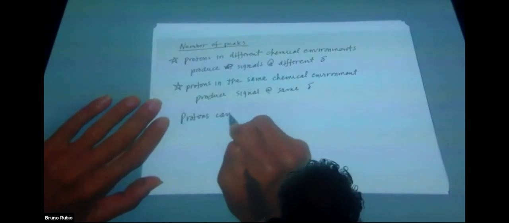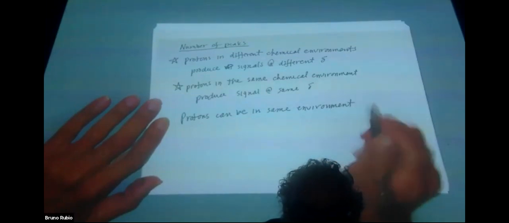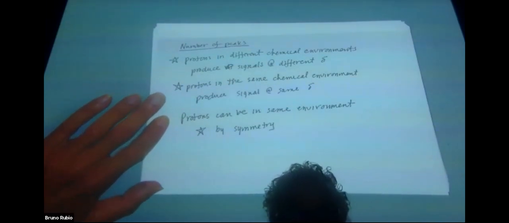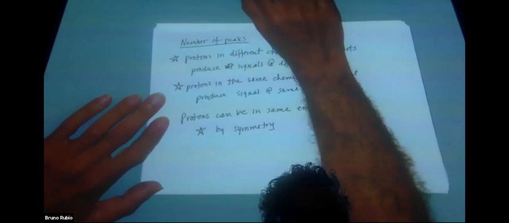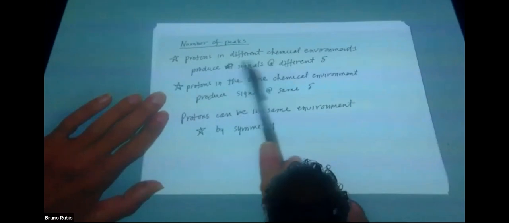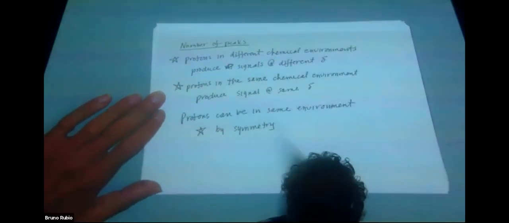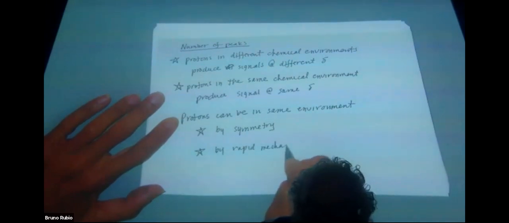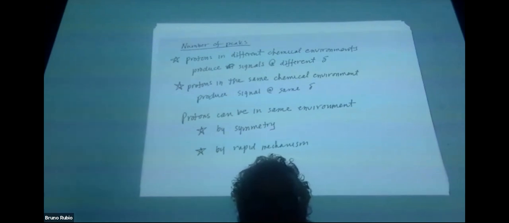Protons can be in the same environment in two different ways. First of all, by symmetry. So we're going to get to apply all of that stuff that we learned about the symmetry elements. Protons in different chemical environments produce signals at different values of delta, right? That's the symbol for the chemical shift. And the second way that protons can be in the same environment is by a rapid mechanism. That's much more complicated than by symmetry. So let's deal with protons that are in the same chemical environment by symmetry, first of all.